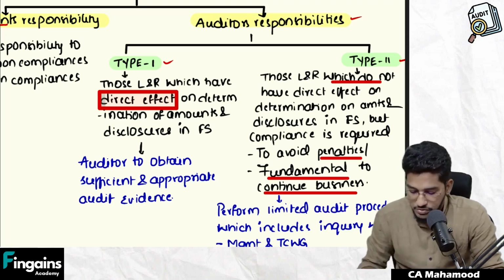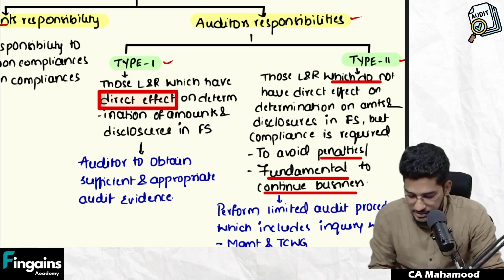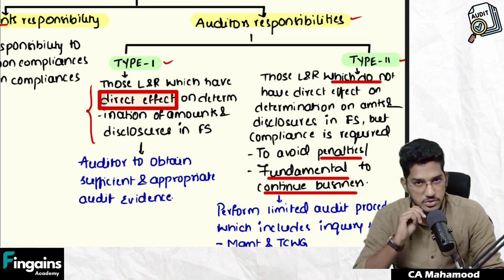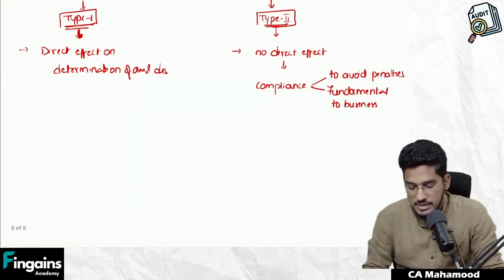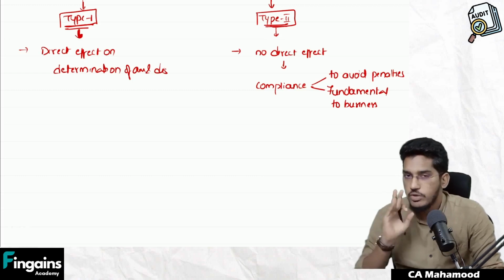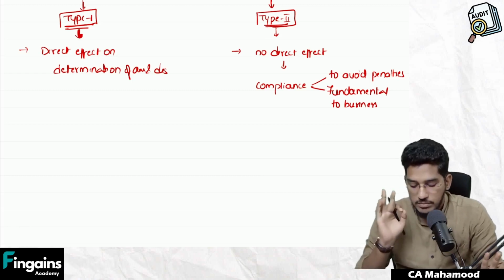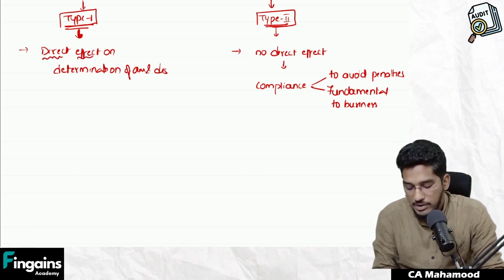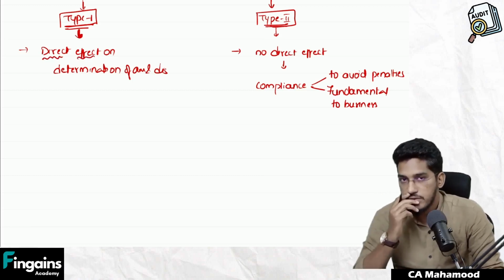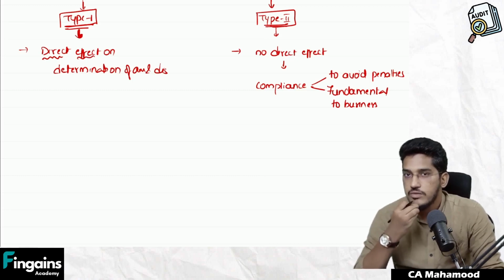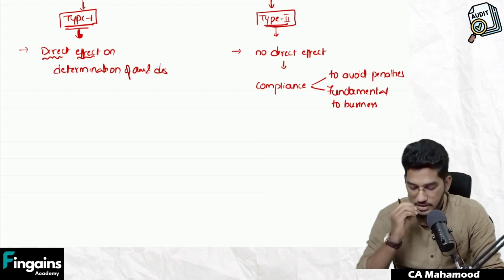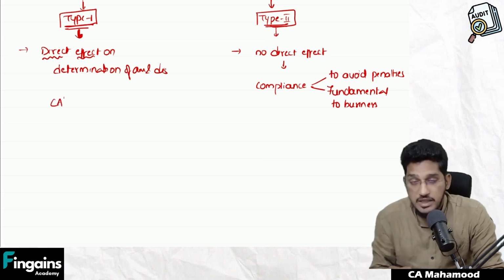Guys, I want you to give me some examples. Please give me a few examples of those laws and regulations which have a direct effect on determination of amounts and disclosures in the financial statements. Can you give me a few examples? Come on, dig deeper. You will automatically come to know. Give me examples of few laws which will have a direct effect on determining amounts and disclosures in the financial statements. Companies Act. Can I say Companies Act?